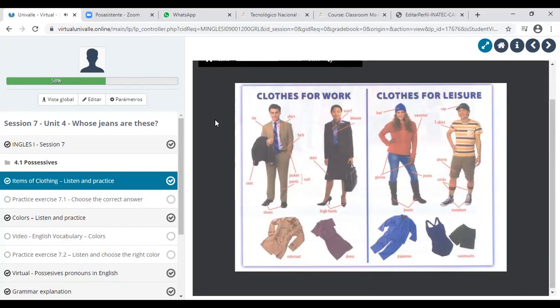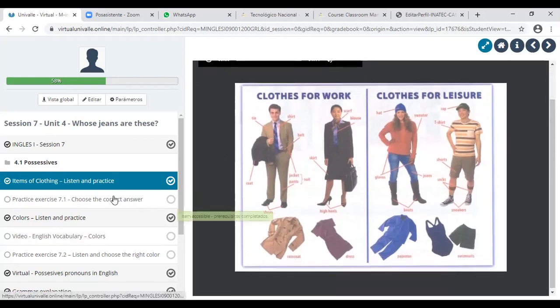Ropa casual. Hat, sweater, boots, jeans, boots. Then we have cap, t-shirt, shorts, socks, sneakers. Then we have pajamas, swimsuits. Okay, those are the very two kind of items of clothing.